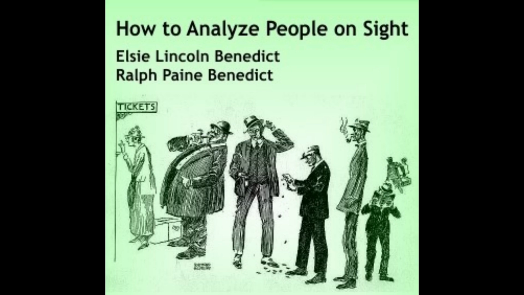Dedicated to our students. Contents. Human Analysis. Chapter 1. The Alimentive Type, the Enjoyer. Chapter 2. The Thoracic Type, the Thriller. Chapter 3. The Muscular Type, the Worker.